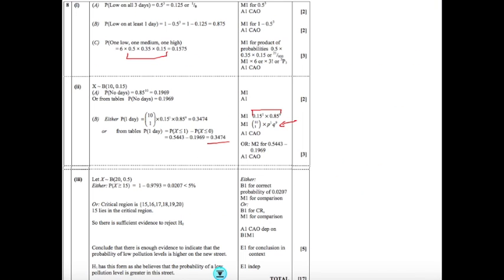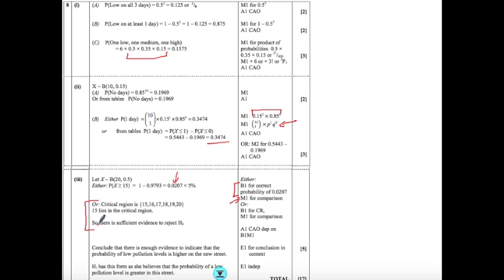Right, so let's look at all the marks. So either probability x greater than or equals 15 needs to get 0.0207. So you get a mark for a correct probability and a mark for a comparison with 5%. Then there's this different way of using a critical region. This different way of doing it is you find all the outcomes you could have got which would have caused you to reject the null hypothesis, which was anything from 15 to 20, and then you say 15 lies in the critical region, so sufficient evidence to reject H0.